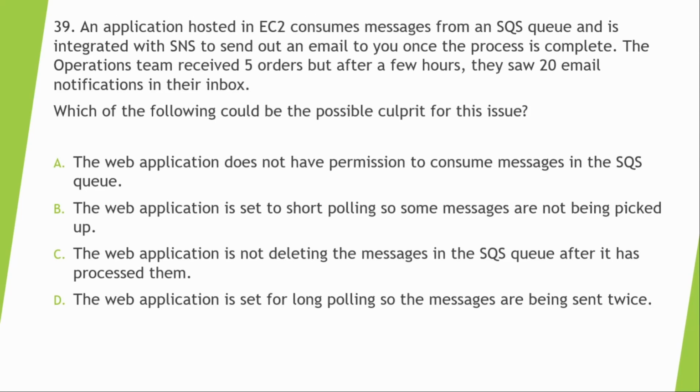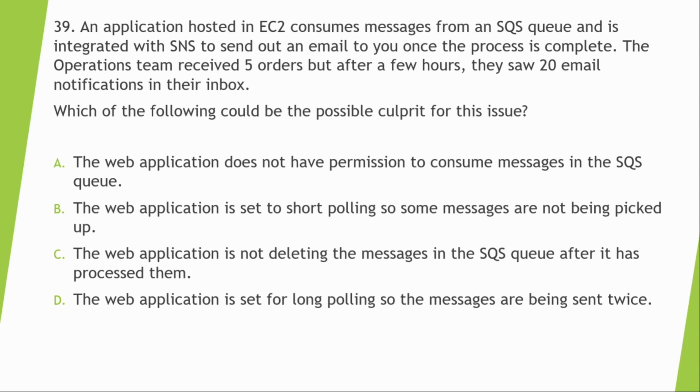Next question. An application hosted in EC2 consumes messages from an SQS queue and is integrated with SNS to send out an email to you once the process is complete. The operations team received 5 orders, but after a few hours, they saw 20 email notifications in their inbox. Which of the following could be the culprit for this issue?